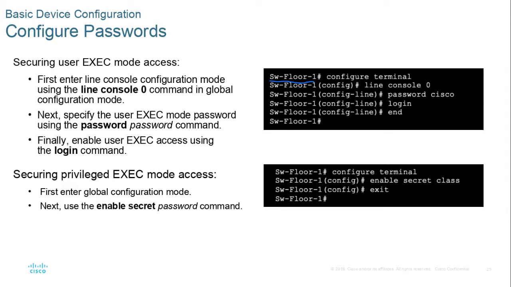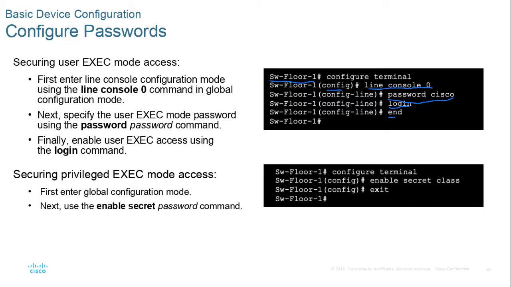Okay, I want to set the password for the console port. So I go to configure terminal. The prompt changes to config. I type line console 0, and I type password Cisco. That sets the password to the word Cisco. And then I type the command login, which means let people log in using that known password. And then I type end, and it takes me back to the privileged exec mode. Okay, that sets the password on the console. That's going to be Cisco.